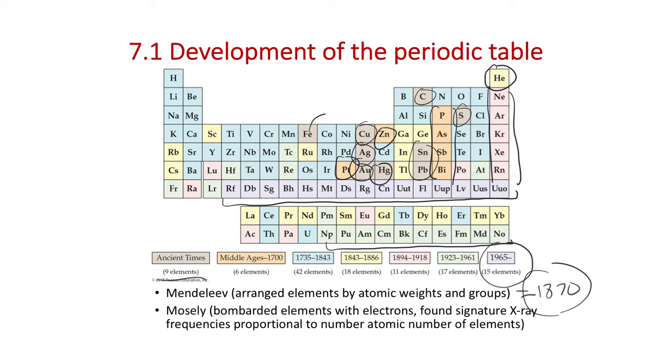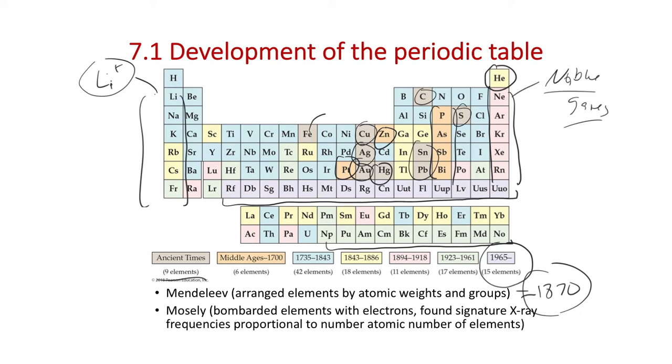Moseley bombarded elements with electrons and found there's a signature X-ray from different elements. And so these factors here led to the arrangement of the periodic table by increasing weight and then by grouping elements by similar properties. So you get your metals that tend to form plus charged ions most readily on the left side, and then you have things like noble gases on the far side of the periodic table, also sharing the behavior of existing as monoatomic gases.